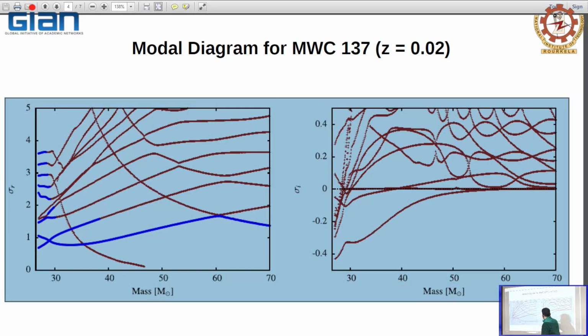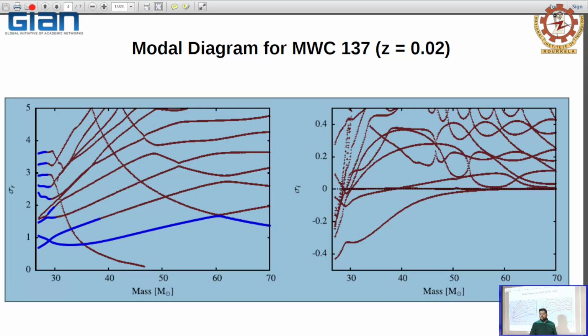For example, you see here we have one mode for which the value of sigma I is less than 0. Obviously it is 0.4 for the model which is close to 27 solar mass, and it is going towards 0, but it is still negative, and it will stay negative even up to here. This corresponds to the mode represented over here. Some of the modes where you see sigma I is negative, these ones for example, correspond to the modes you see here.